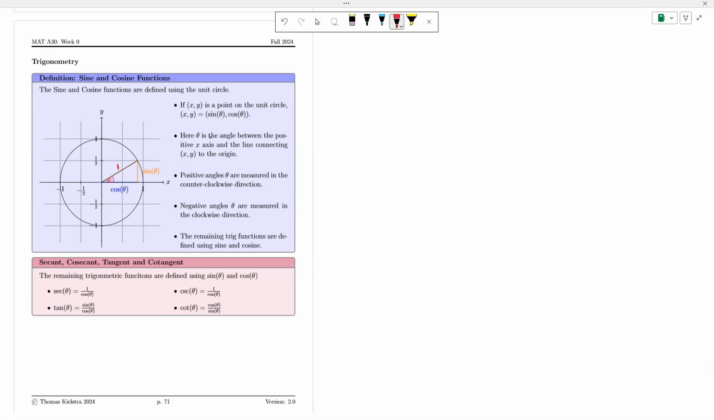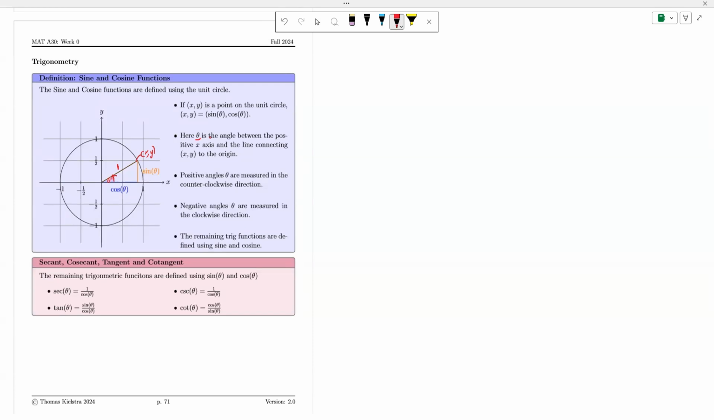theta is the angle between the positive x-axis and the line connecting the point (x, y) to the origin. This angle here. And it's always measured in the positive direction. So positive angles are in the counterclockwise direction, going up and around from the positive x-axis, and negative direction angles are measured in the clockwise direction, going down from the positive axis.